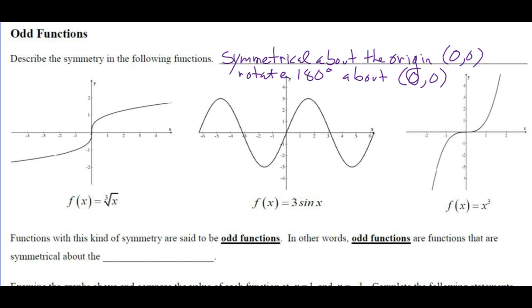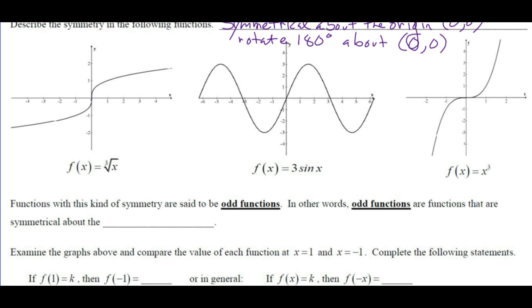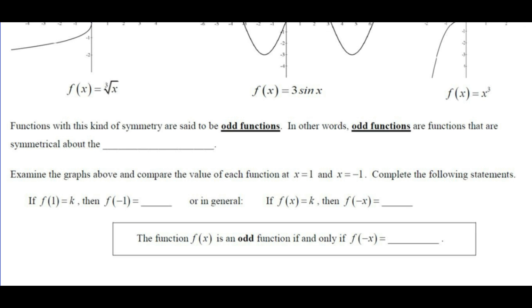Also, it's kind of neat because this is x cubed, so that's kind of odd, whereas x squared is kind of even, right? So any odd function, x cubed, x to the fifth. Now, on a cube root, that's kind of like that, but sine x, why is that odd? Well, okay, so we'll look at that. Functions with this kind of symmetry are said to be odd functions. So in other words, odd functions are functions that are symmetrical about the origin.